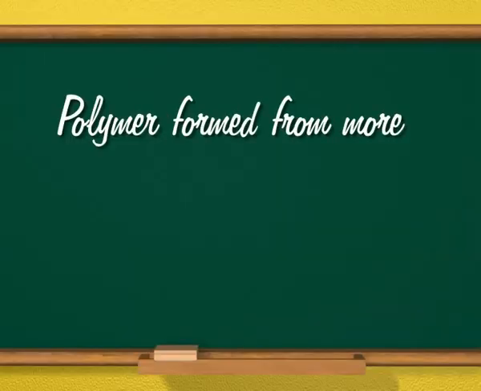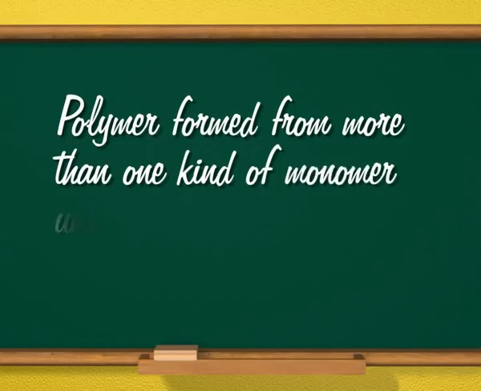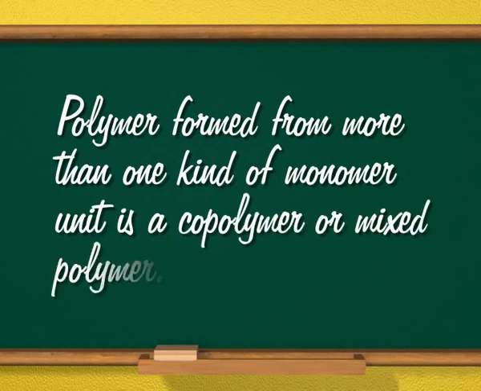We will next talk about copolymers. As the name suggests, a polymer formed from more than one kind of monomer unit is a copolymer or mixed polymer. An example is Buna-S, or styrene butadiene rubber, a copolymer formed from styrene and butadiene. We will next learn about addition and condensation polymers.